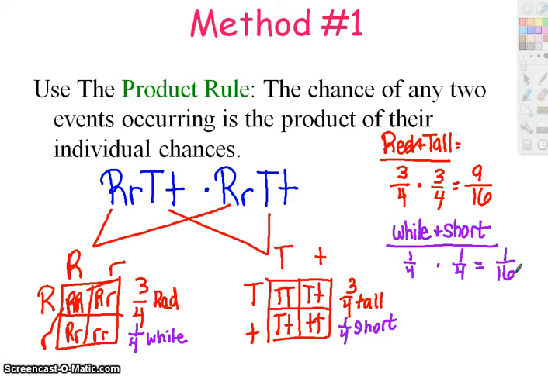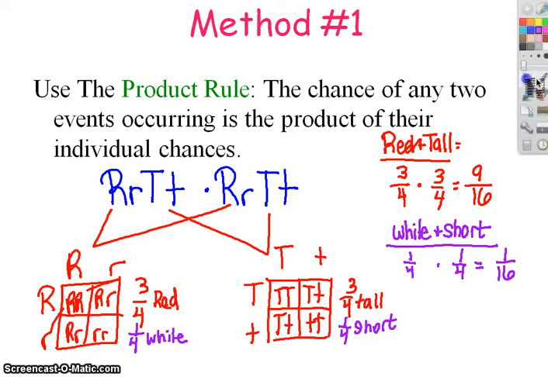3/4 times 3/4. And then red and short, white and tall are less common, and then our least common is white and short. So that's how you would solve this using the product rule. Now, why would you want to do it this way as opposed to the other way?